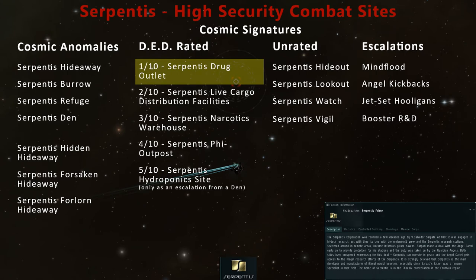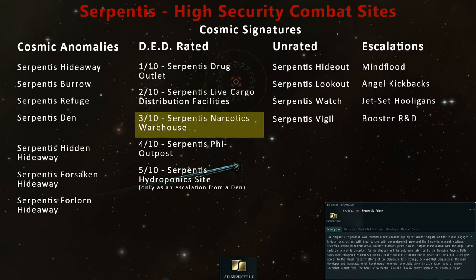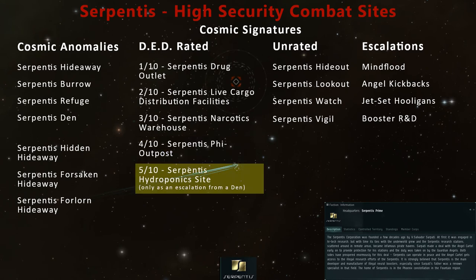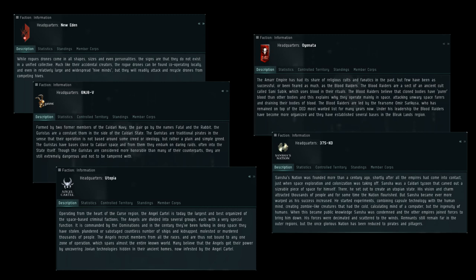In high-security Gallente space, you can also probe down other DED-rated sites like the Serpentis Live Cargo Distribution Facilities, Serpentis Narcotics Warehouse, or Serpentis Phi Outpost. The Serpentis hydroponics site can only be found in high security space through a lucky escalation from a Serpentis den. Other NPC pirates include Rogue Drones, the Garistas, Angel Cartel, Blood Raiders, and Sancha's Nation.